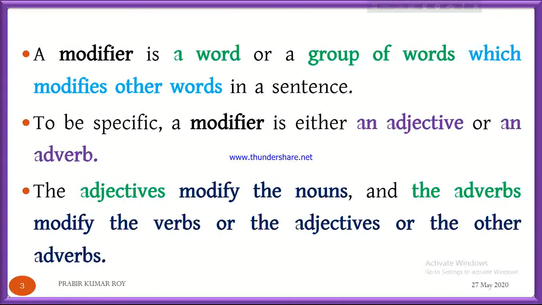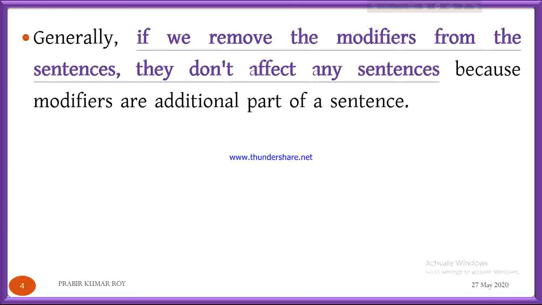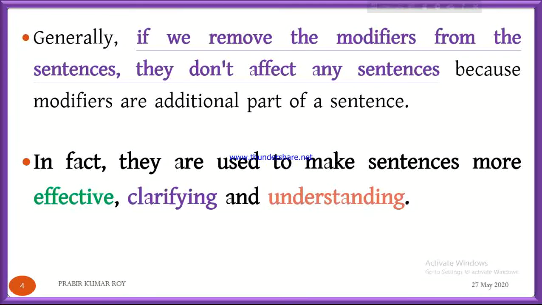Adjectives modify the nouns. And the adverbs modify three things: verbs, adjectives, or other adverbs. Generally, if we remove the modifiers from the sentences, they don't affect the sentences because modifiers are an additional part of a sentence, as we told you earlier. Why are they used? They are used to make sentences more effective, clarifying, and understandable.